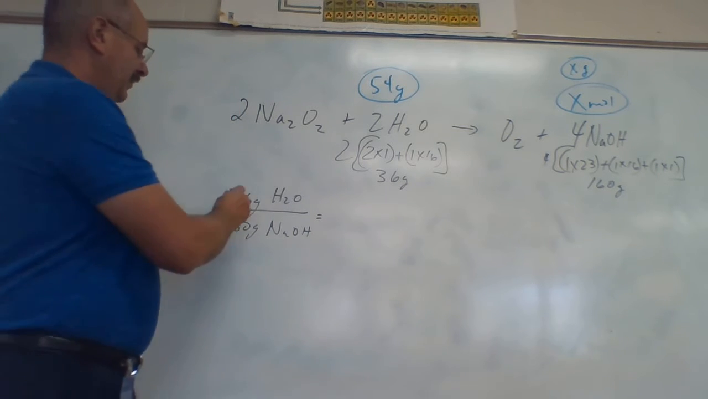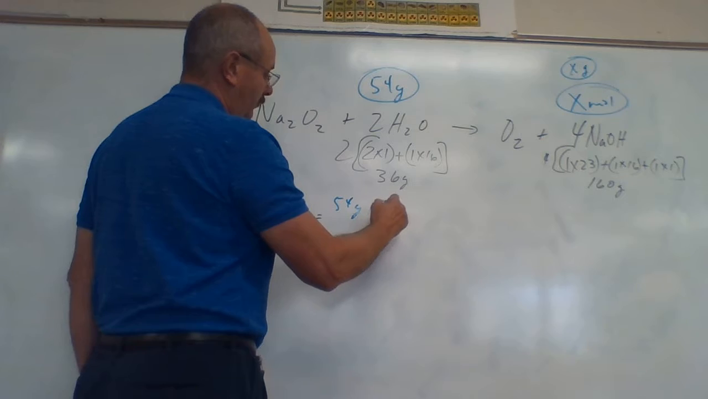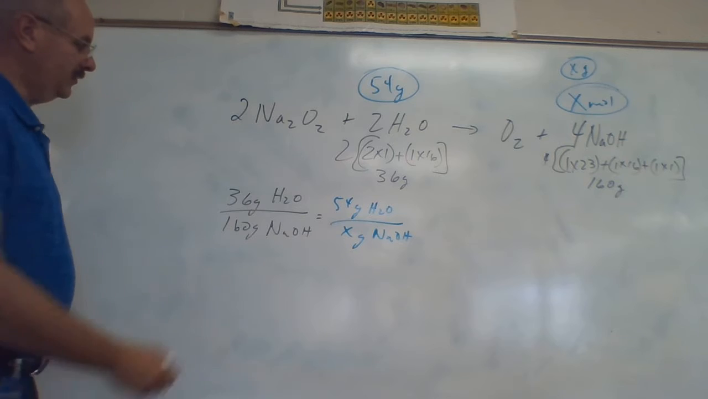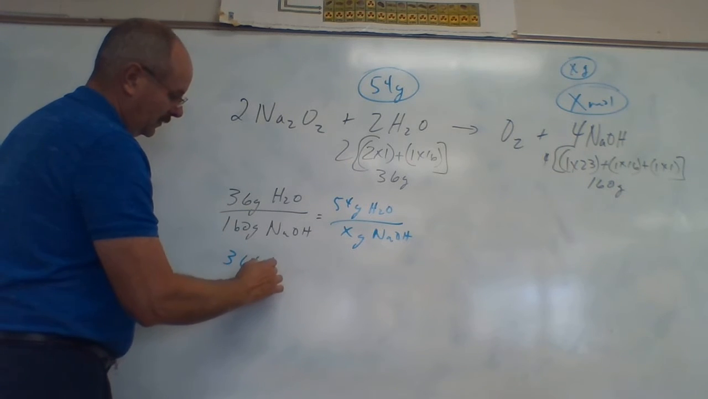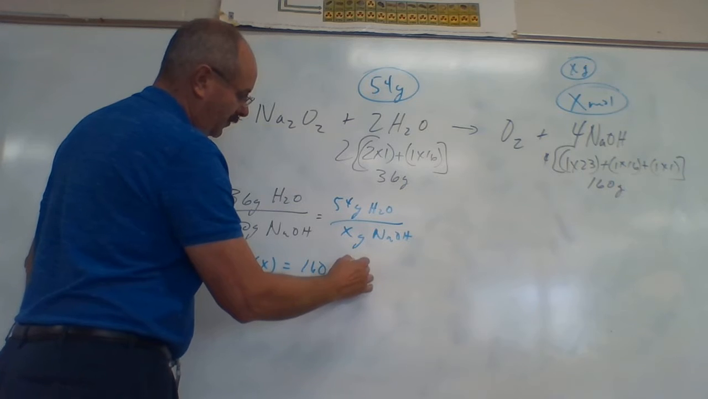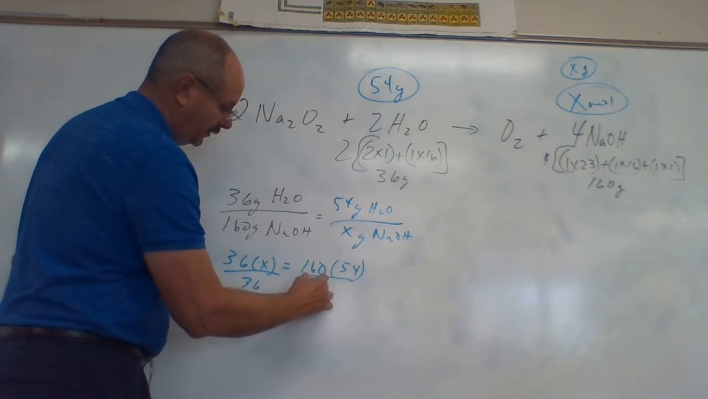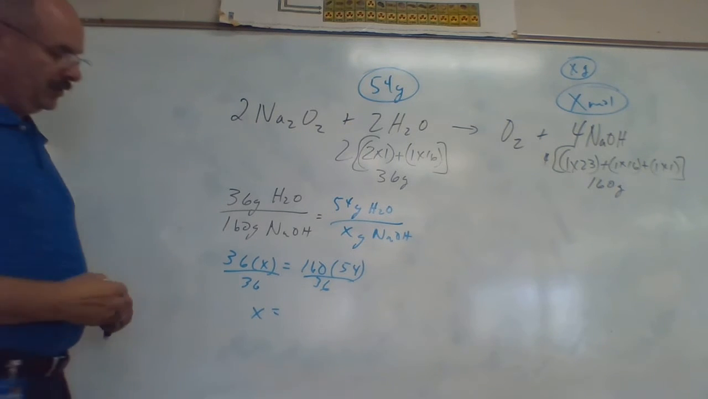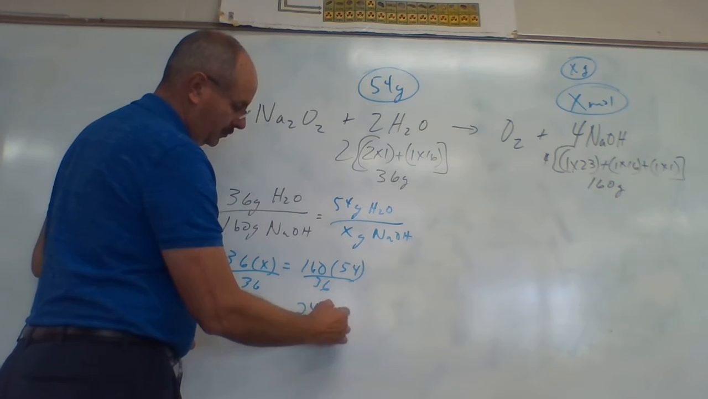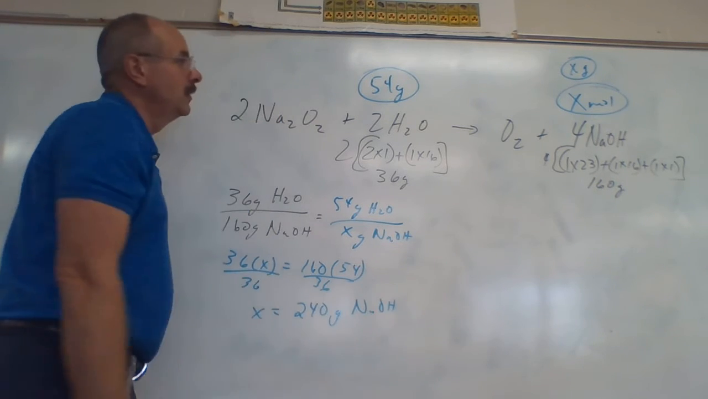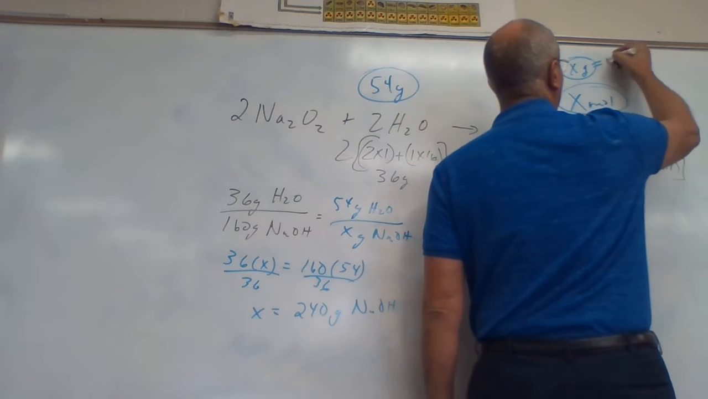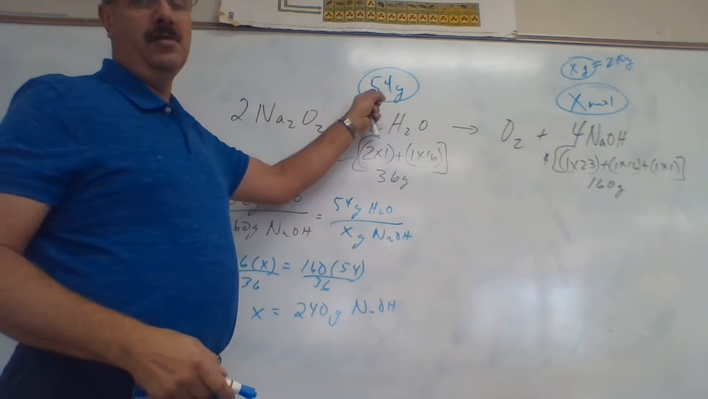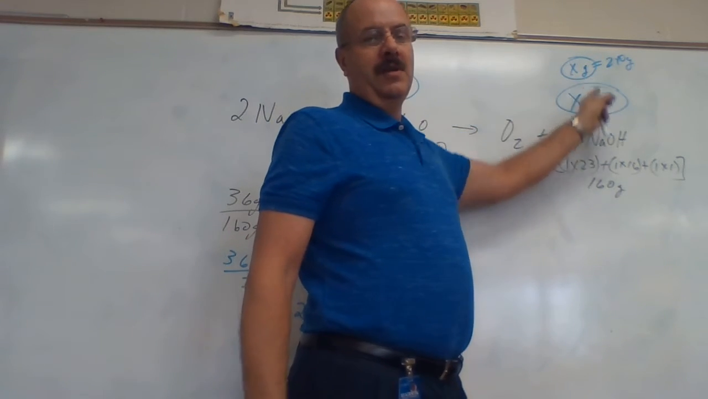And then we go to our question. Well, I don't have 36 grams. I got 54 grams of water. Now I know X grams of NaOH. So solve this, go 36 times X equals 160 times 54. Divide both sides by 36. And X ends up equaling, turns out to be 240 grams. And that's of NaOH. So we now know that this one up here equals 240 grams of that. All right. So we have now found out that 54 grams of this will make 240 grams of this guy.